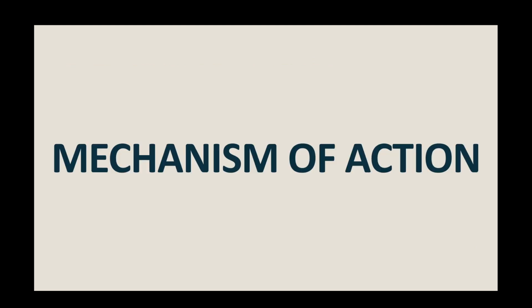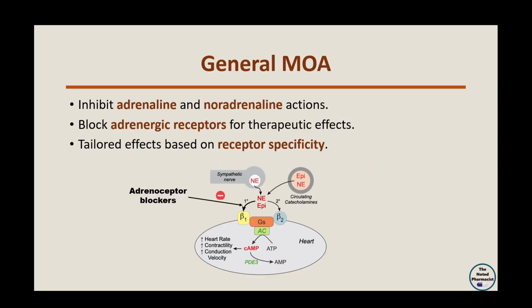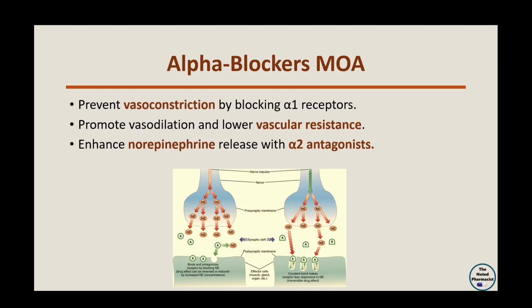Mechanism of action. Adrenoceptor blockers inhibit endogenous catecholamines, such as adrenaline and noradrenaline, at adrenergic receptors. This action is critical for their therapeutic effects in various conditions. Alpha blockers prevent catecholamine-induced vasoconstriction by inhibiting alpha-1 adrenergic receptors. Drugs like prazosin and terazosin cause vasodilation, reducing vascular resistance and blood pressure. Alpha-2 antagonists like yohimbine enhance norepinephrine release by blocking presynaptic receptors.